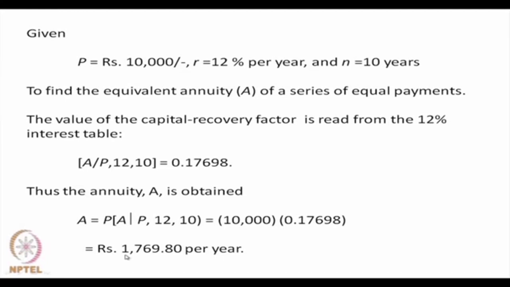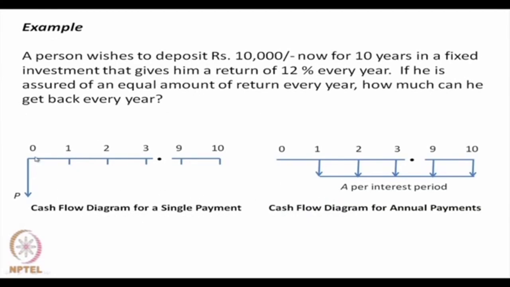So, the answer is 1769 rupees 80 paise. So, it means that if the person pays 10,000 rupees now, for the next 10 years including this year, he will get 1769 rupees 80 paise every year.